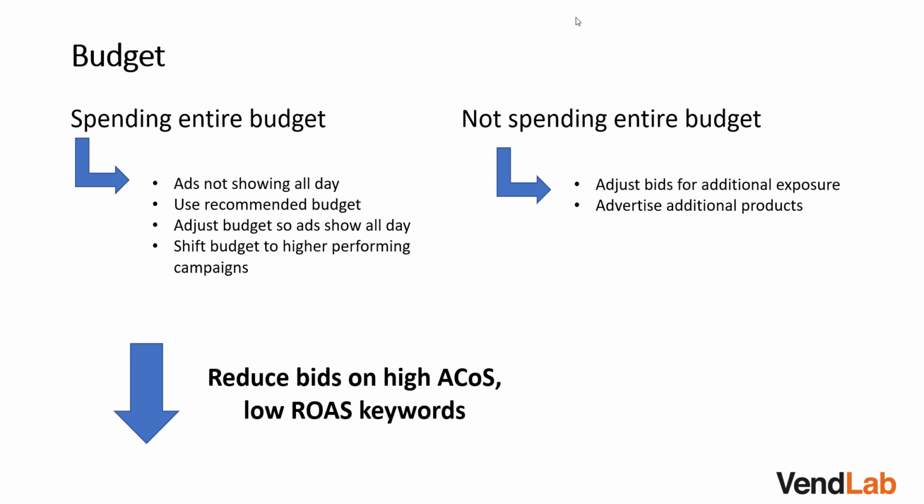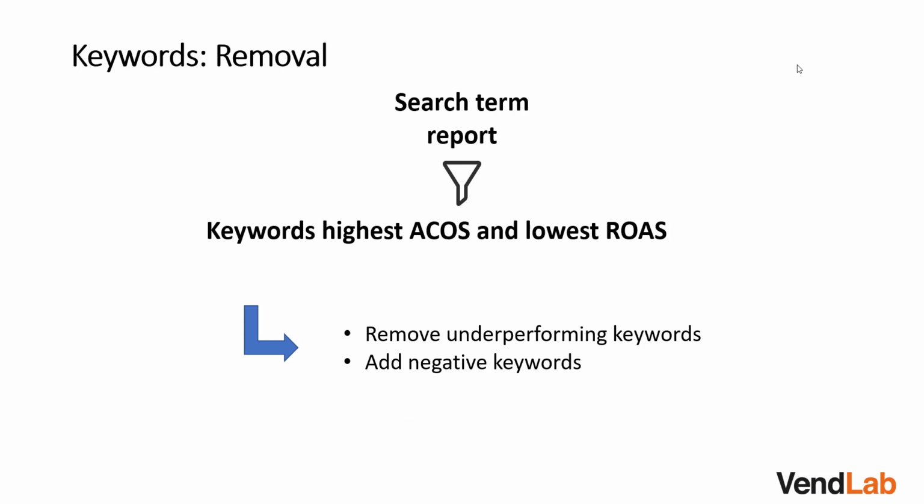In order to optimize your campaigns, you should consider reducing your bids on high advertising cost of sale, low return on advertising spend keywords. Conversely, you can increase your bids on high performing keywords. After you have been running your campaigns for a while, via the search term report, you will be able to see which keywords are performing poorly and which are performing well.